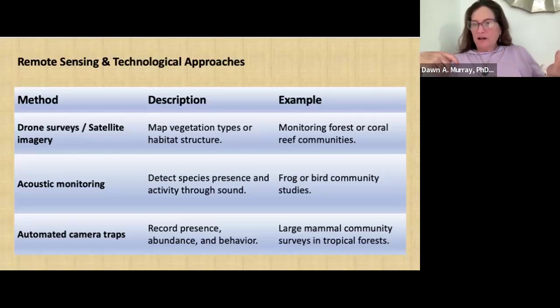It's also used a lot on land. So frogs, birds, a lot of sound is recorded and then analyzed to see what is there, what the types of calls are in different seasons, etc. There's also automated camera traps. These are really, really important to record presence, abundance, and behavior, especially of large mammals.